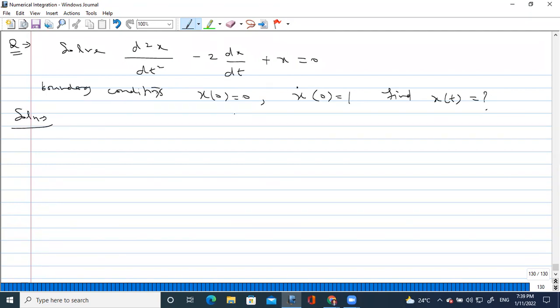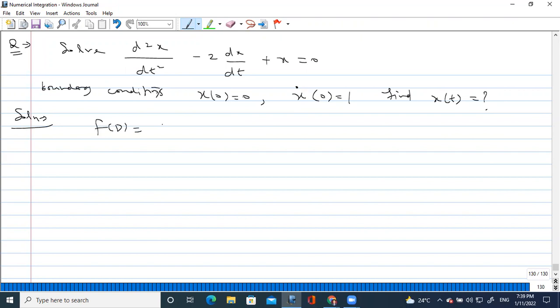So I already told you, because t is the time, once it is a time derivative, we will utilize a dot for that. If it is dy by dx, then we will utilize a dash for that. So that also you have to remember.